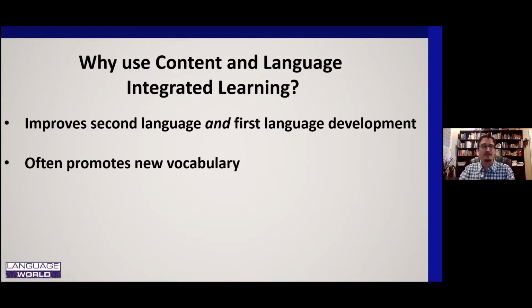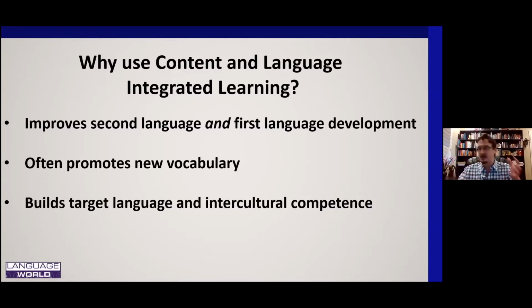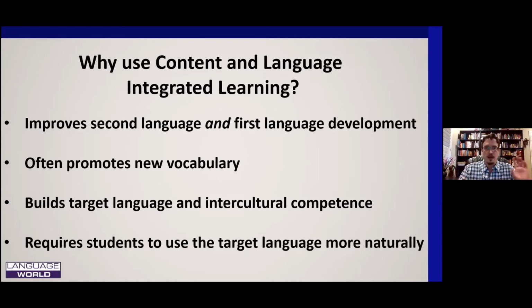It, as we mentioned, often promotes new vocabulary, and it builds target language. Often in many of our second language English books, they try to pick up either high frequency words or commonly used words in the English language. But what CLIL does is it focuses on specified language. If you want to learn more about science, then you're going to learn more of those scientific terms. History, you'll learn more of those history terms. And also, as I've mentioned before, it requires students to use the target language more naturally.